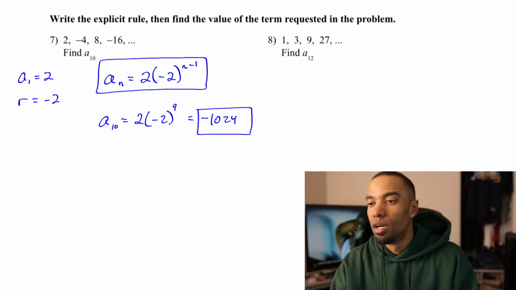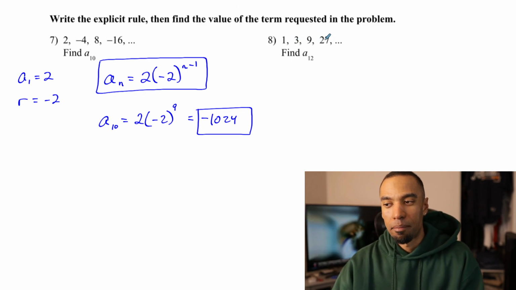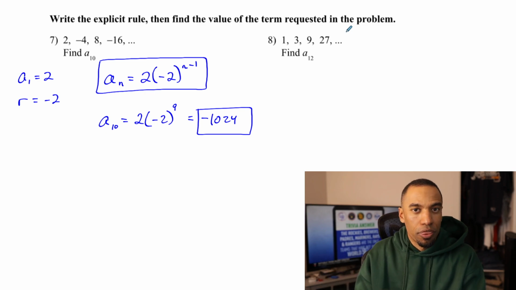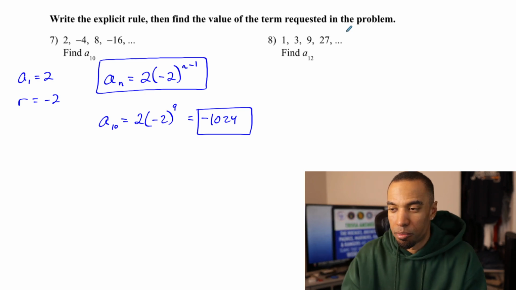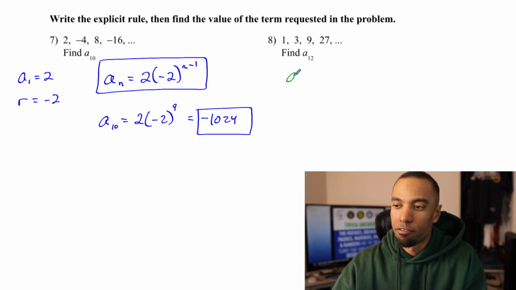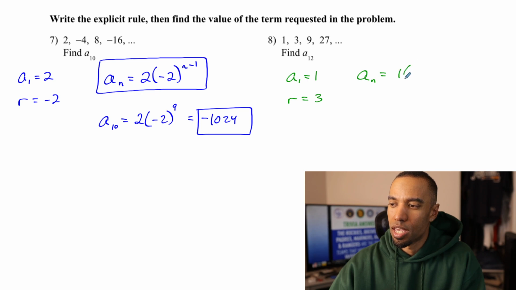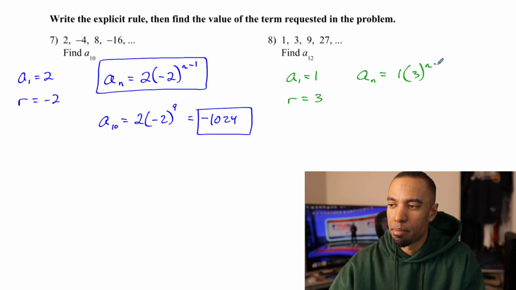Use a calculator. Number 8, we're multiplying by 3 each time. Now remember, if it was going down, we'd be multiplying, say, by 1/3, not, say, divided by 3. We'd be multiplying by 1/3. So your first term is 1. Your common ratio is 3. So your rule, a sub n equals a sub 1 times r to the n minus 1 power.